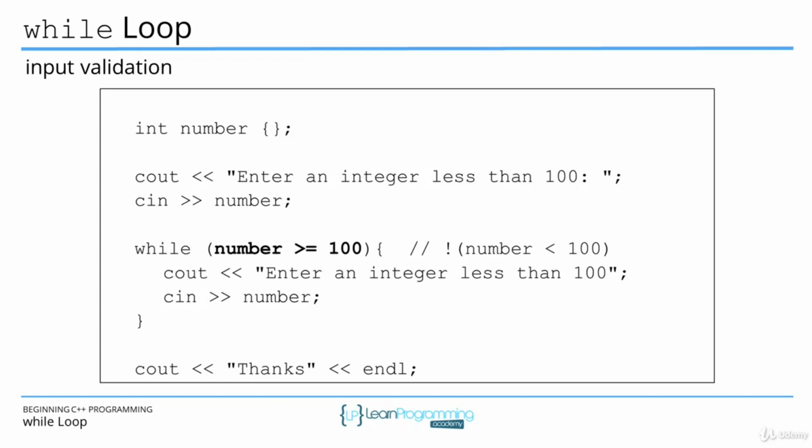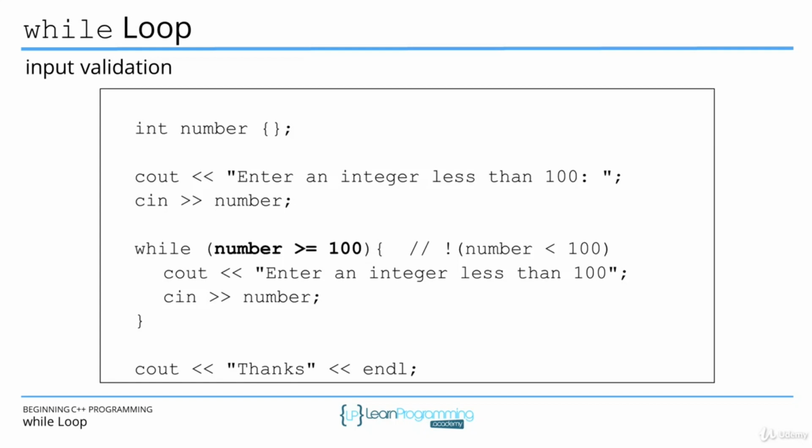Notice that we have some duplicated code here. We have the same output and input statements outside the loop and inside the loop. This is usually a clue that the code could be better. We'll make this code better in the next video when we discuss the do while loop. But this kind of code is commonly seen.